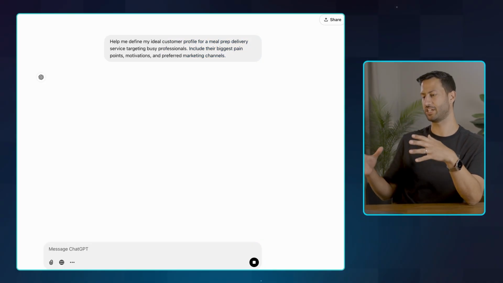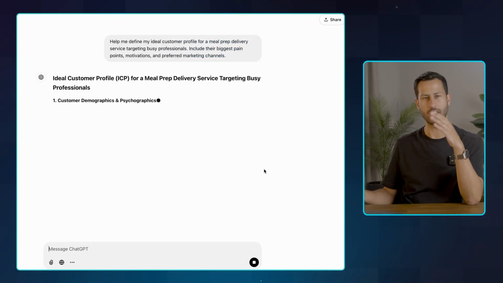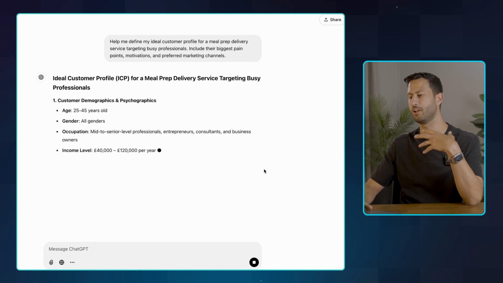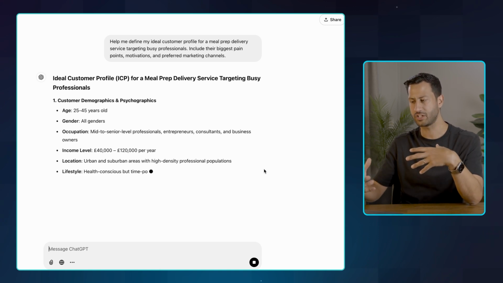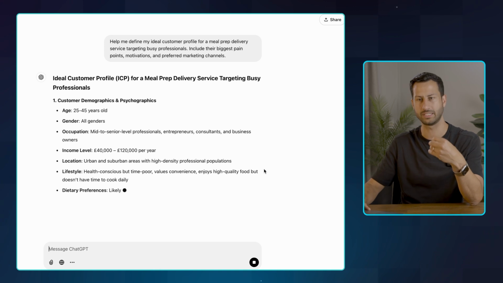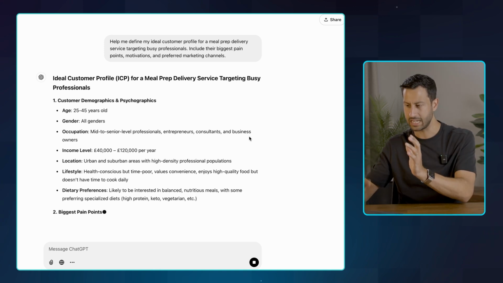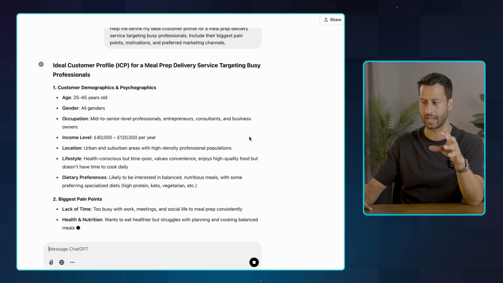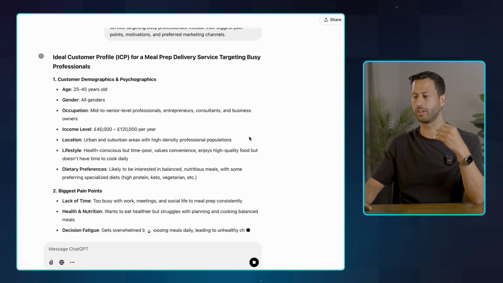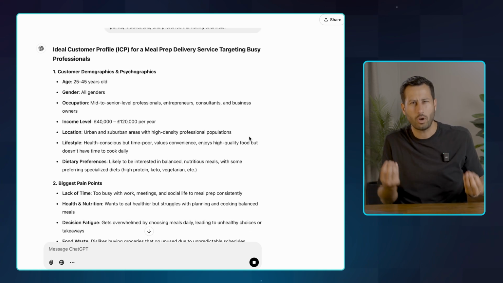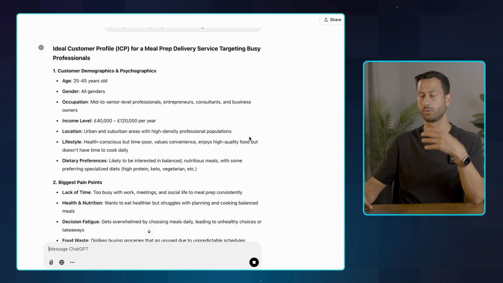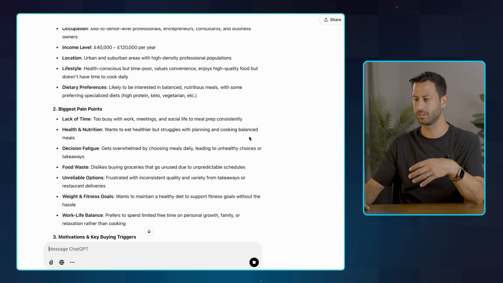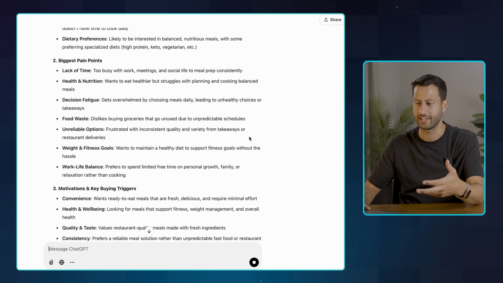Now, instantly, ChatGPT has decided that we're looking at a 25 to 35-year-old demographic of both genders that are looking at senior to mid-level professions, entrepreneurs, consultants, and business owners. We've even got a specific income level, where they might be living, and also what lifestyle they might be looking at. Once we've understood who we're talking about, then obviously we want to dive a little bit deeper into what the pain points are that we should be addressing. So we're really solving for their lack of time, their health and nutrition requirements, and also their decision fatigue when it gets to the end of the day.